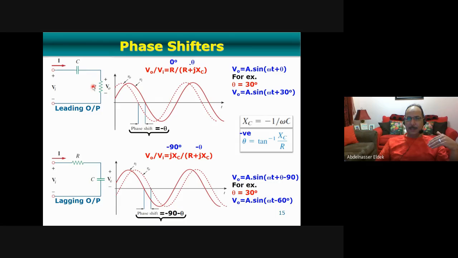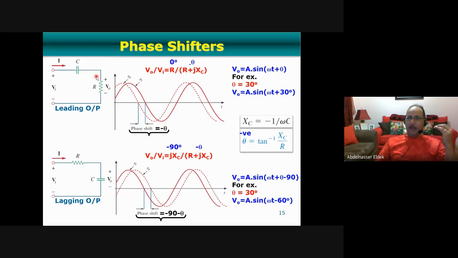An RC or RL circuit introduces phase shift if you have an input voltage here and you take the output across the resistor, or you take the output across the capacitor. So this is the input, this is the output, or this is the input, this is the output. In this case, because of the capacitor, there will be a phase shift.